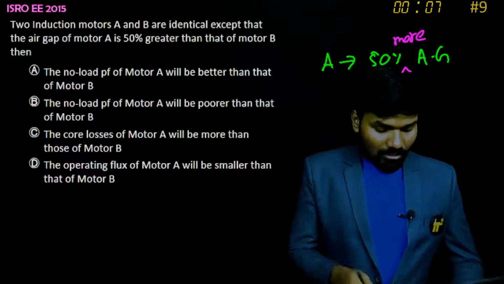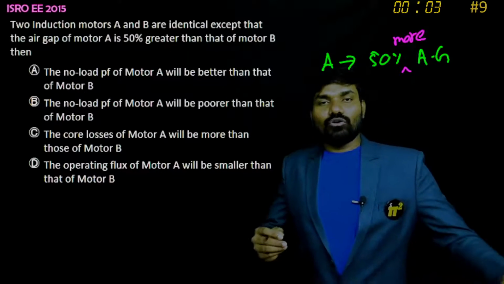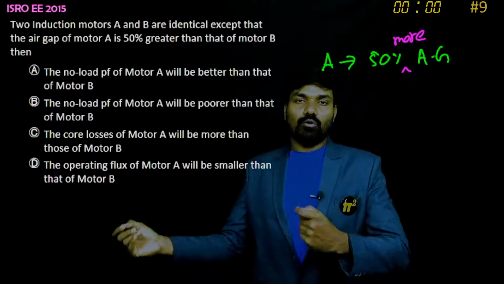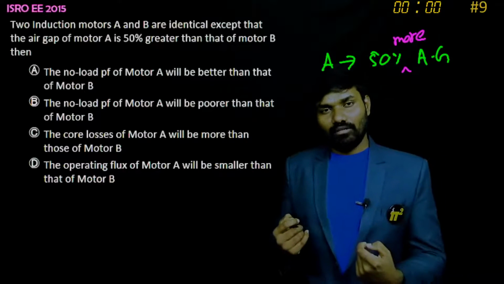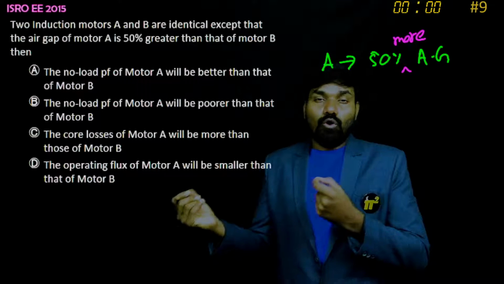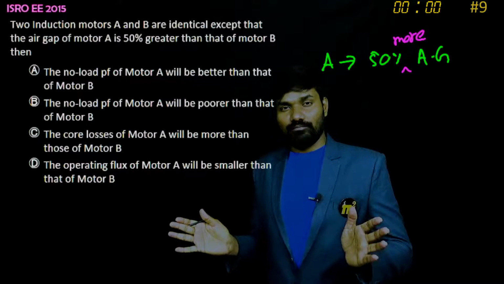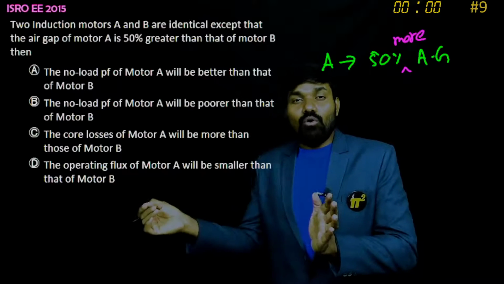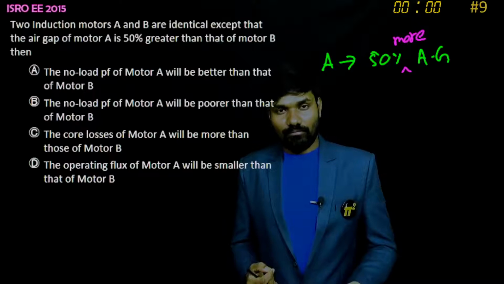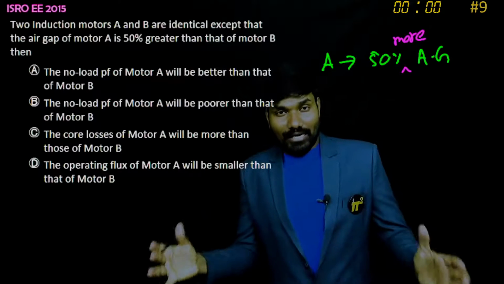So if the air gap is more, then it will draw more current to maintain the same flux. It has to draw more magnetizing current. Magnetizing current is lagging in nature. So it is drawing more lagging current, meaning poor power factor. Which one, A or B? The one with the larger air gap.